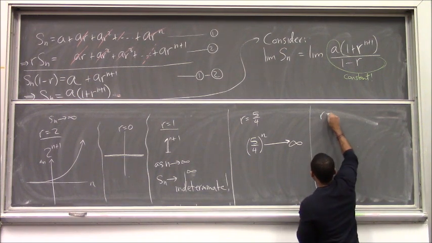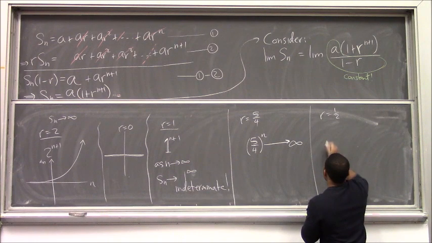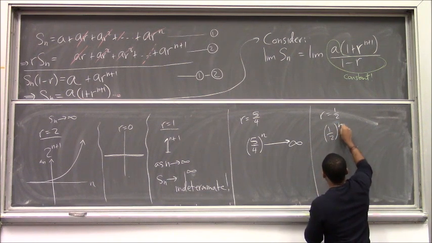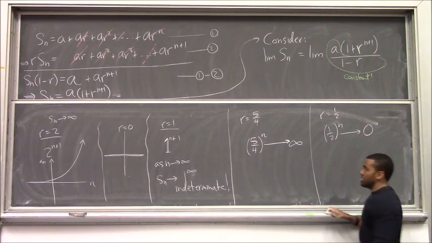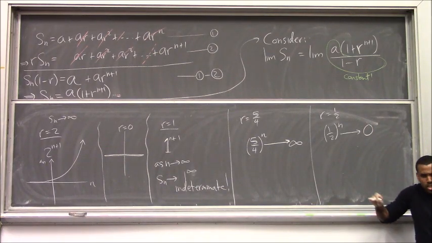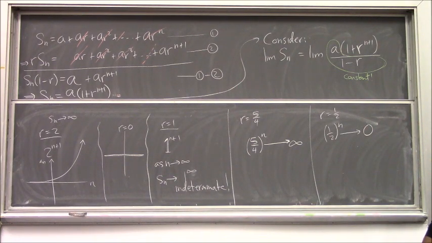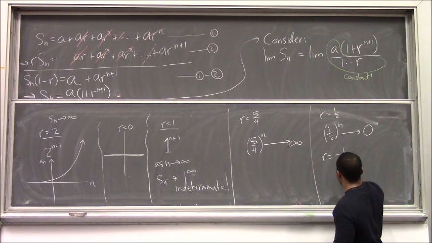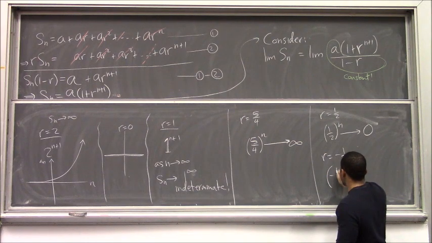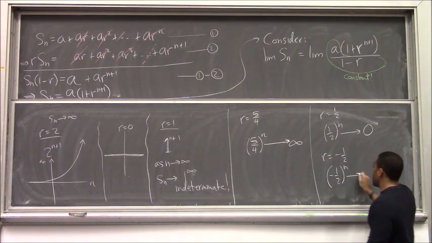I mean, like r equals a half. Take a half to the n, what does that approach? Approaches 0. Because you take a half of a half of a half of a half. It just keeps getting smaller and smaller. What about, so you don't want negatives, what about minus a half? What would happen if I take minus a half and keep multiplying by itself?